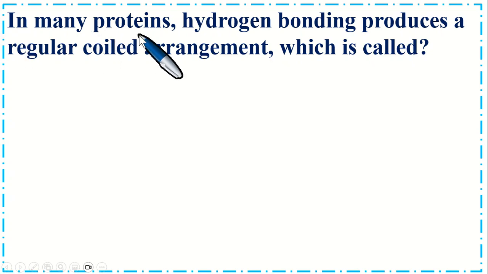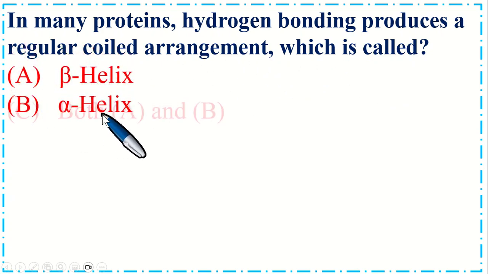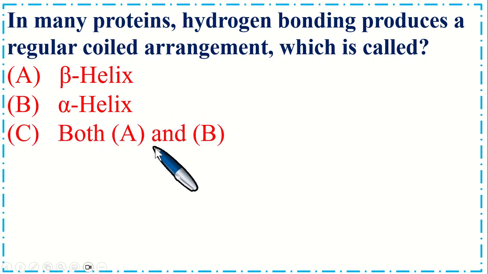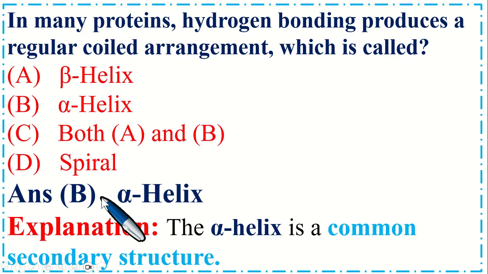In many proteins, hydrogen bonding produces a regular coiled arrangement which is called option A, beta helix, B, alpha helix, C, both A and B, and option D, spiral. So the correct option is B, alpha helix. The alpha helix is a common secondary structure.